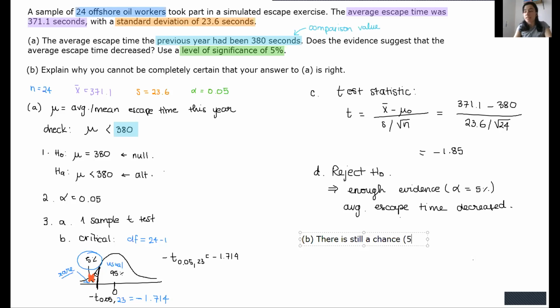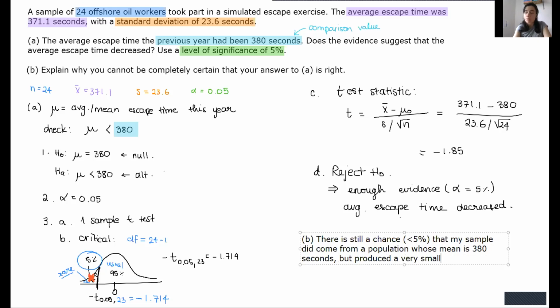Although I know that my chance is less than 5%, because I'm in the extreme 5%, there's still a chance of less than 5% that my sample did come from a population whose mean is 380 seconds, but produced a very small sample average. Right, so that's still a possibility, and we have no way of knowing.